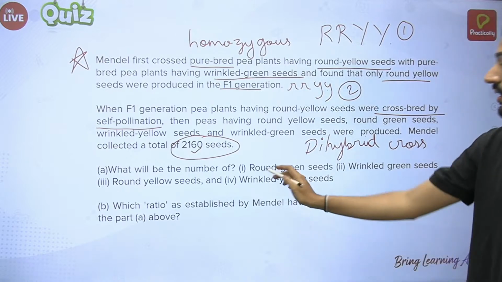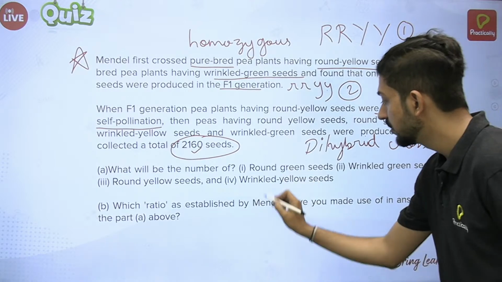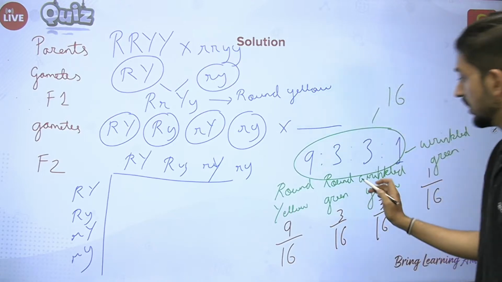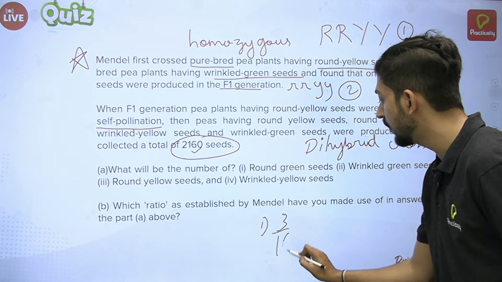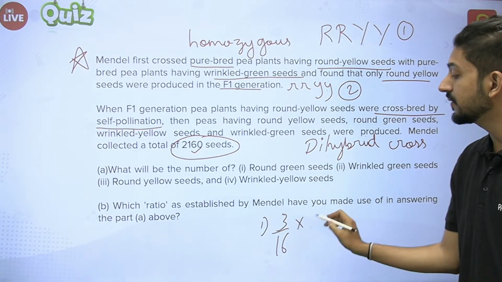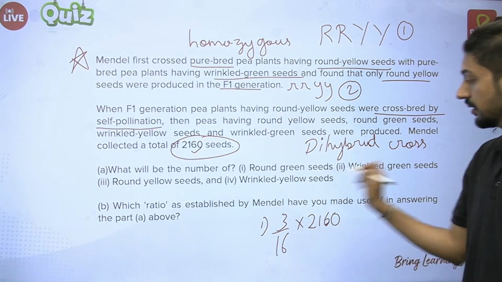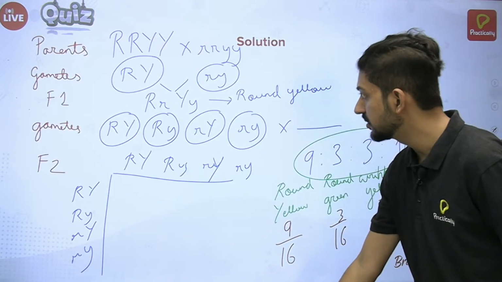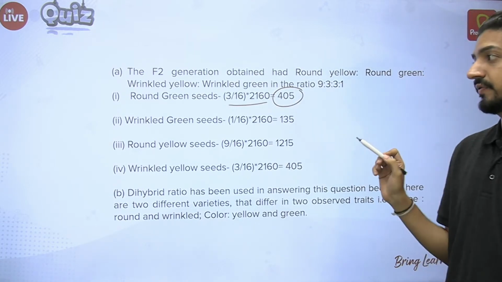So, they have asked what is the total number of round green seeds. Round and green are 3 out of 16, right? So, I will write 3 out of 16 of what? The total number of seeds is 2160, right? So, 3 out of 16 of 2160 seeds are actually round and green. If you just simply solve it mathematically, this is what you will get. Okay, 3 by 16 into 2160 is 405.